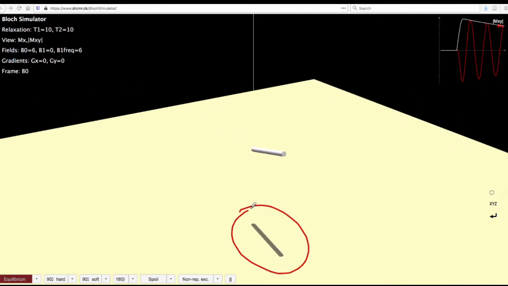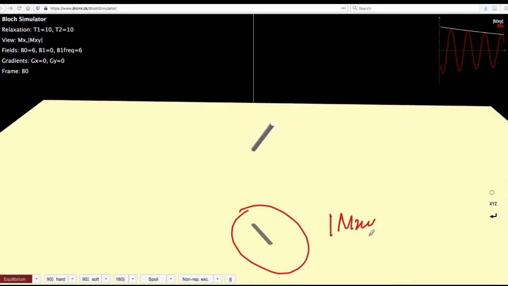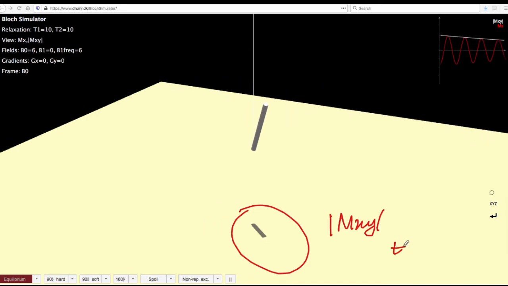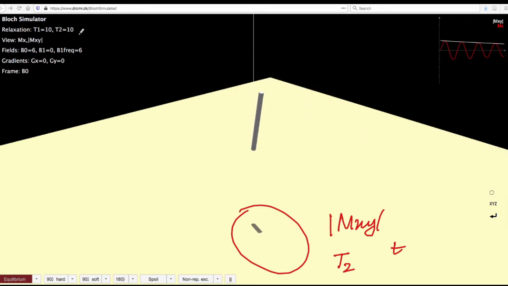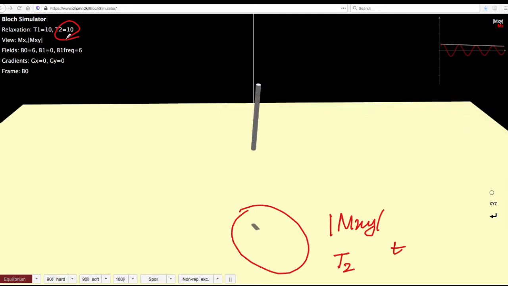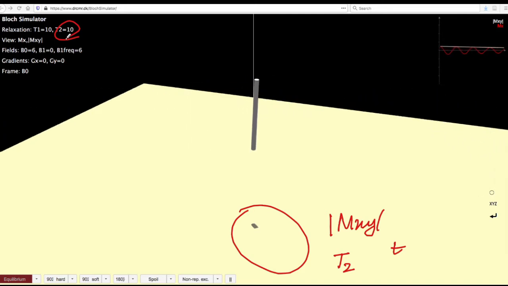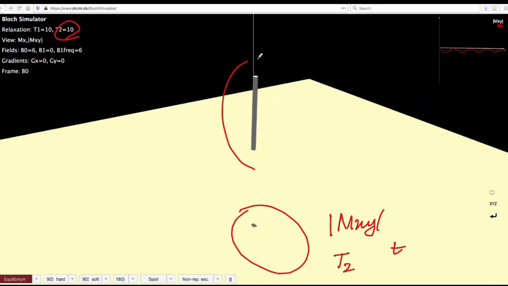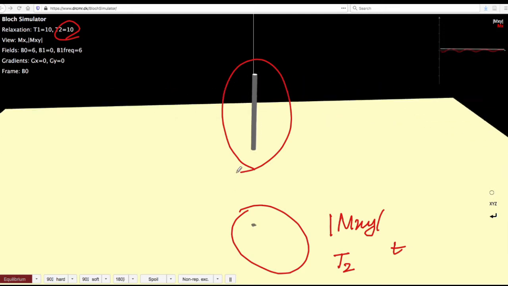You're able to see the length of the vector reduces as a function of time. This is exactly what you're seeing as mod MXY reducing over a period of time, small t, given by the time constant T2. Of course, in this simulation we have set T2 to 10. We will see other simulations where we keep T1 and T2 different from one another. The maximum limit of T2 is equal to T1, which is what we have set in the simulation. And you are also able to see the equilibrium magnetization slowly returns back to wherever it was.